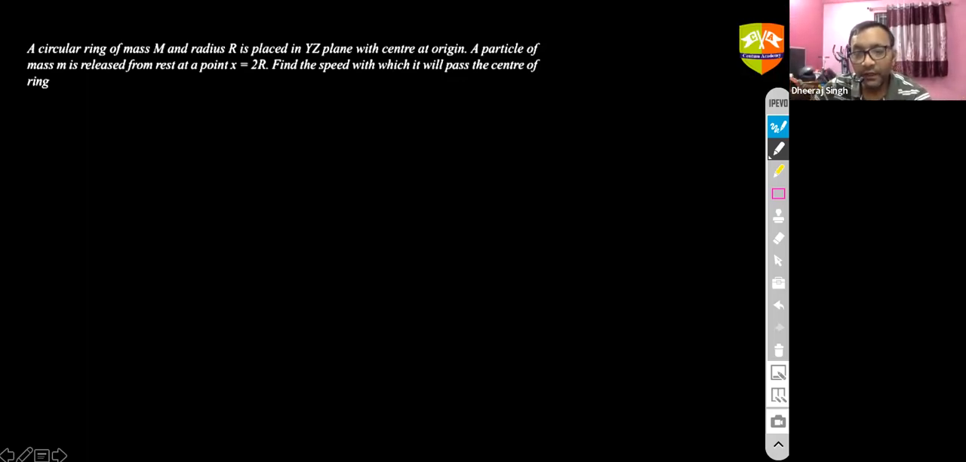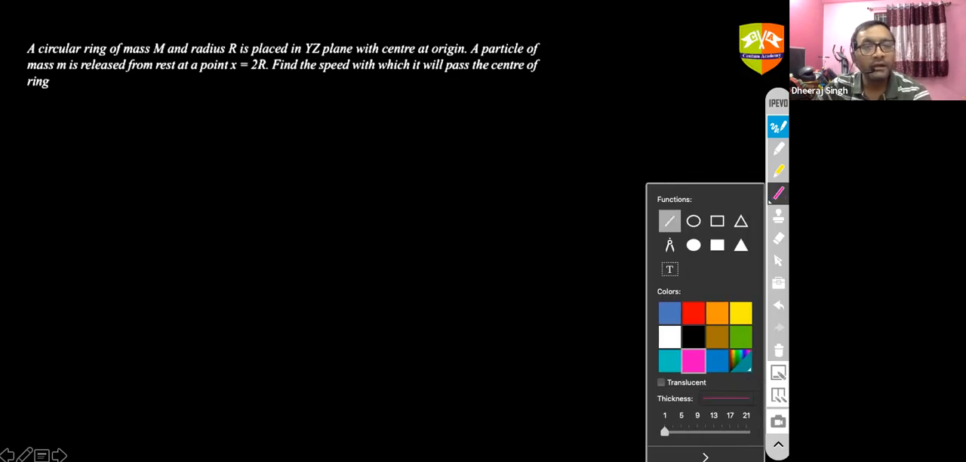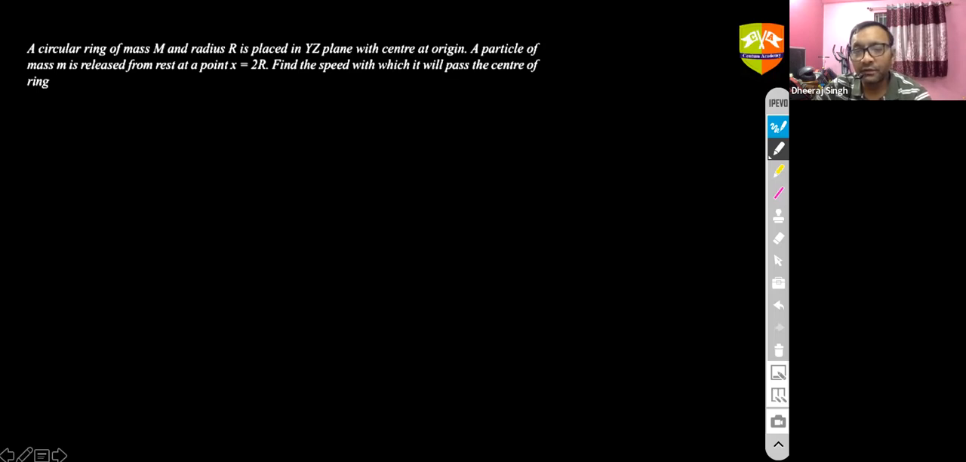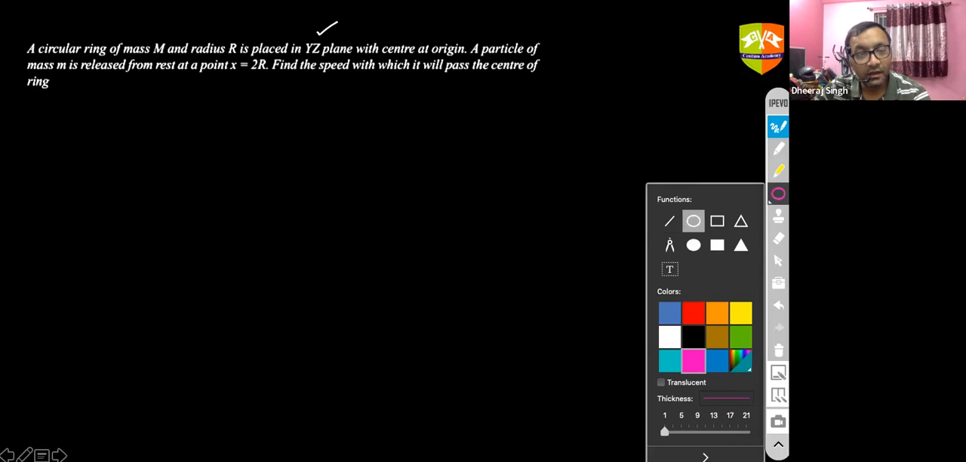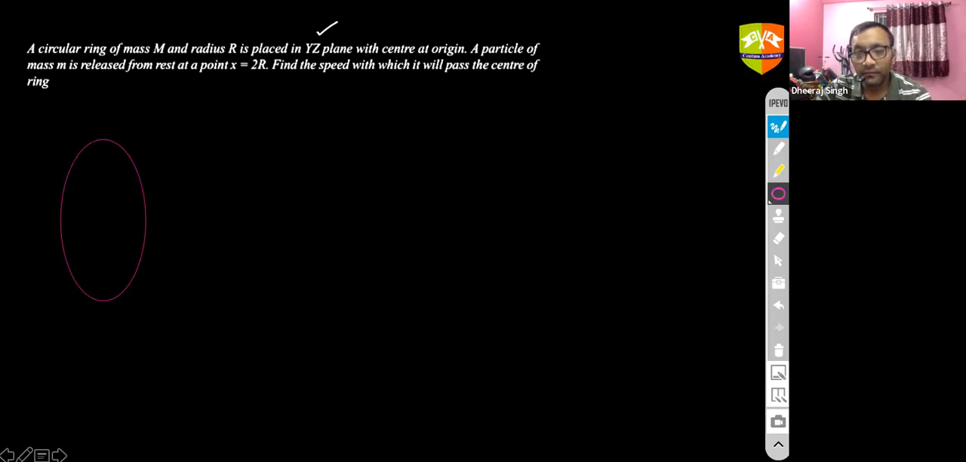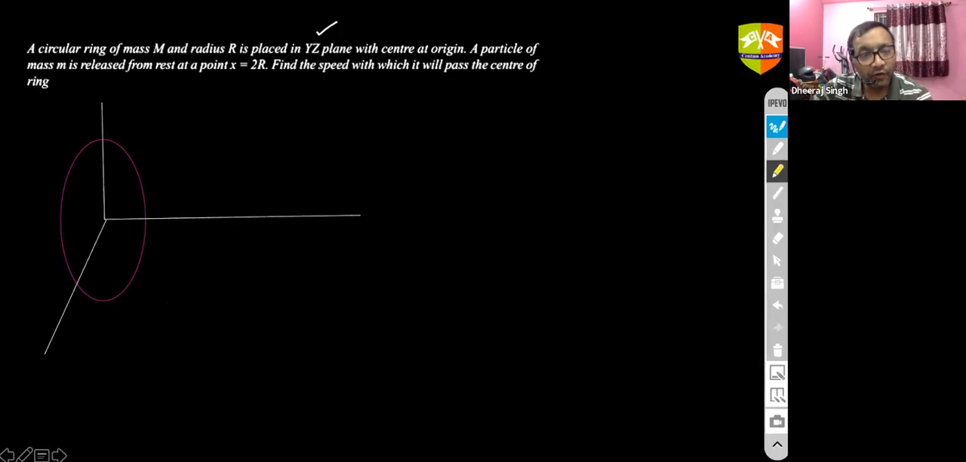Okay, so many of you getting the answer here. A ring of mass m and radius r is placed on the yz plane with its center at the origin. The axis is on the x-axis. A particle is released from x equal to 2R. Find the speed when it reaches the center. The ring has mass M, radius R. What is the first thing that comes to your mind? What do you have to do?